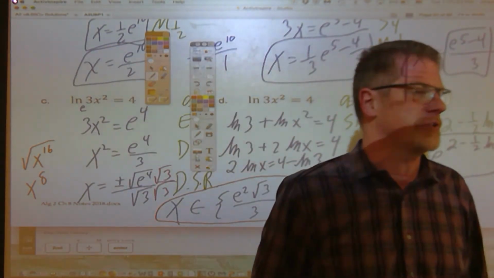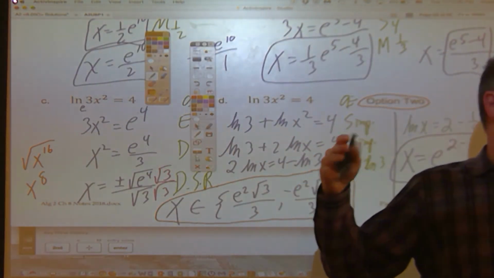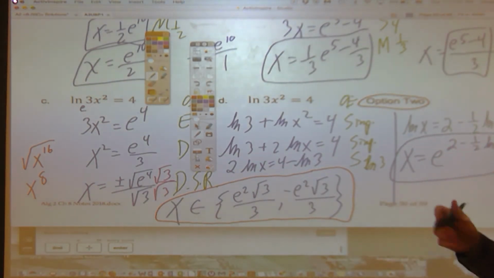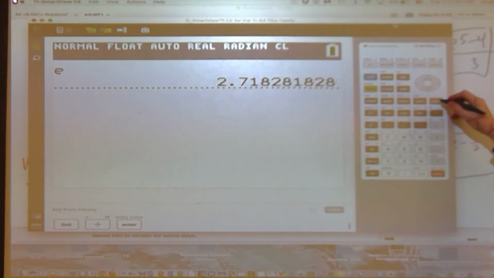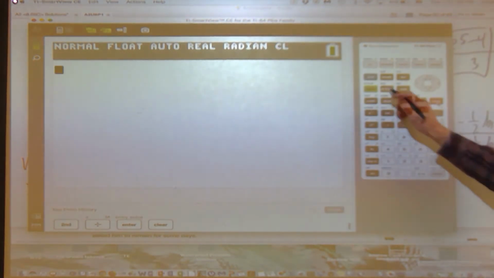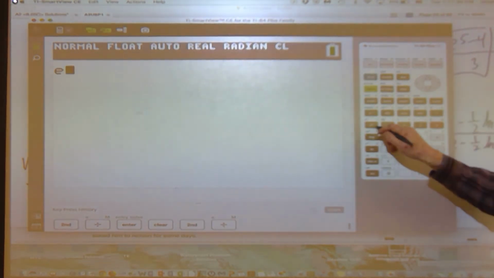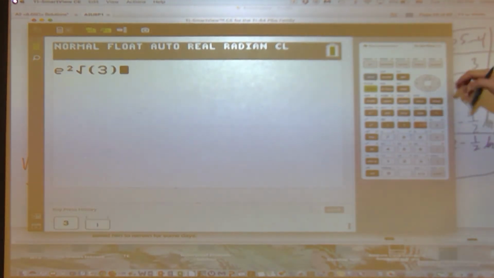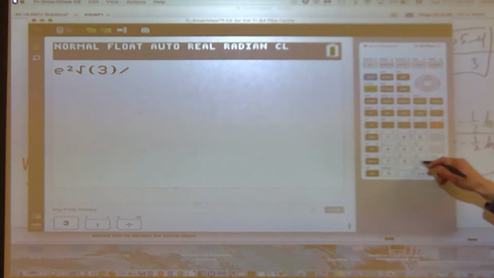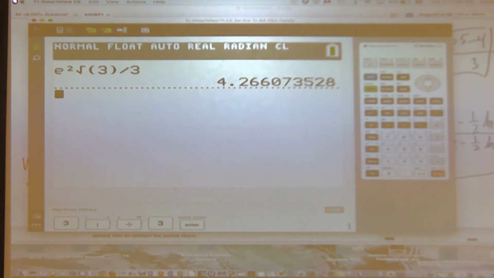Well, let's go to the calculator. Let's type in both these answers. See if they're really different. Okay, here we go. E squared radical 3 over 3. I'm going to type in e squared, and I'd like you to do the same. Get used to using your e key. E squared radical 3 divided by 3 comes out to be about 4.266. That's our first answer.